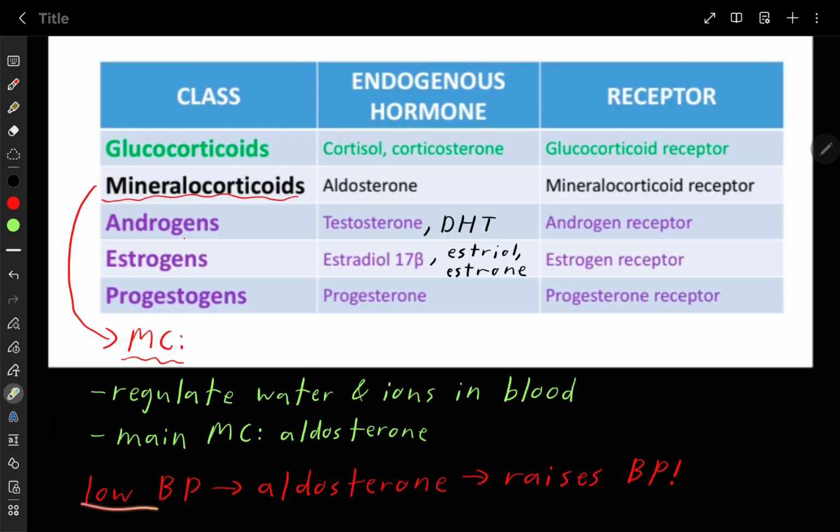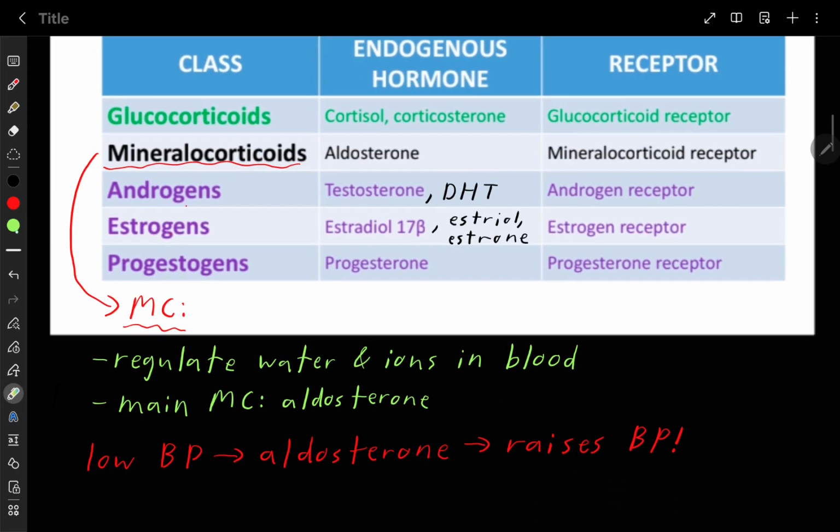So when our blood pressure is too low, that's going to stimulate the release of aldosterone. And aldosterone is going to help raise blood pressure to return it back to normal, and that is going to cancel out the stimulus that originally caused it. So it's a negative feedback loop.